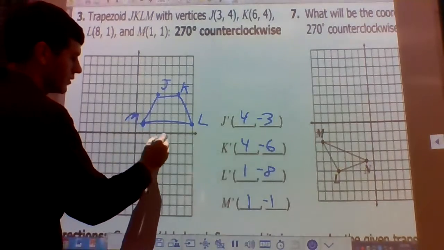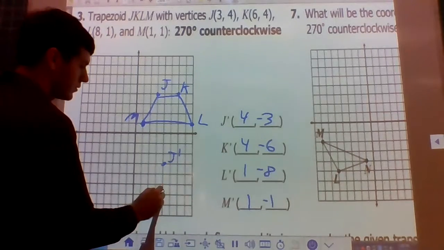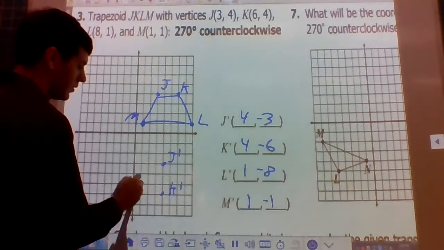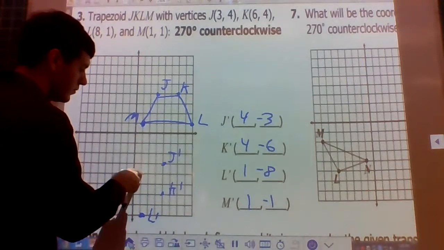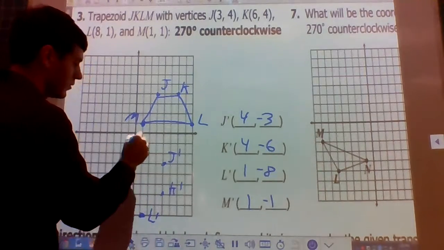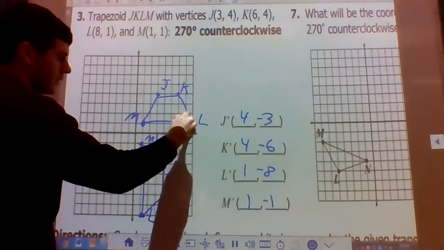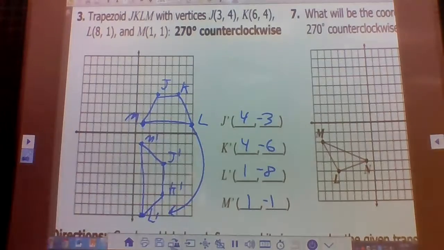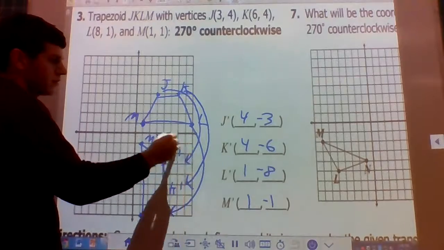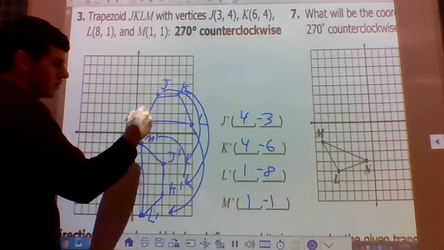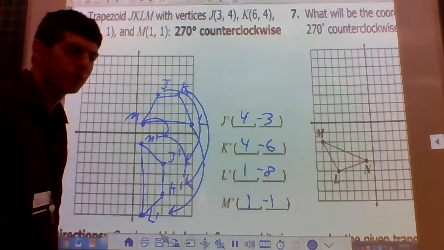J prime is 4, negative 3. We have 4, negative 6, which is K prime. We have 1, 8, which is L prime. And then 1, negative 1 is L prime. So we've rotated it down 90 degrees, right? Rotating K 90 degrees. I made a mess of it now, but you get the picture, I hope, right?